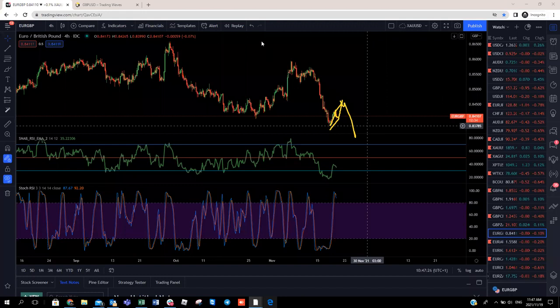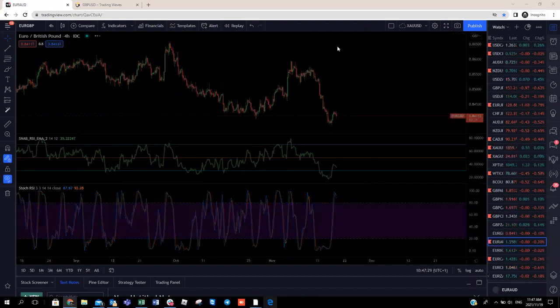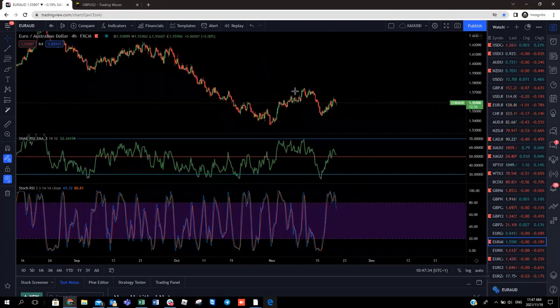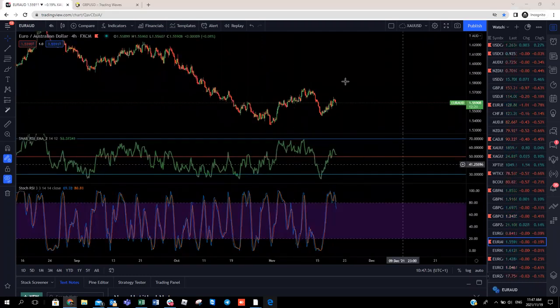Euro Audi. Euro Audi, we're going to expect this one to drop below 50 here. Then we'll expect this one to continue to the downside. That is Euro Audi. Expect continuation to the downside.